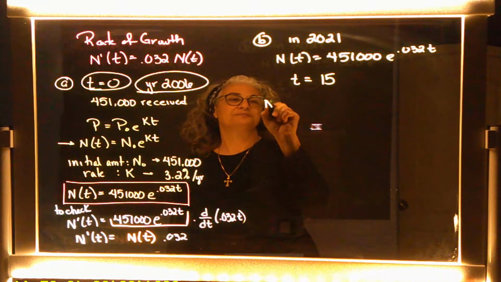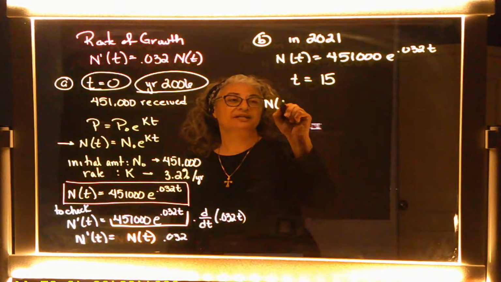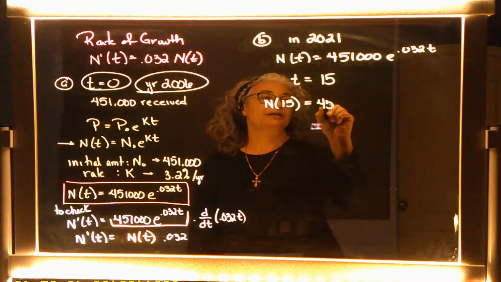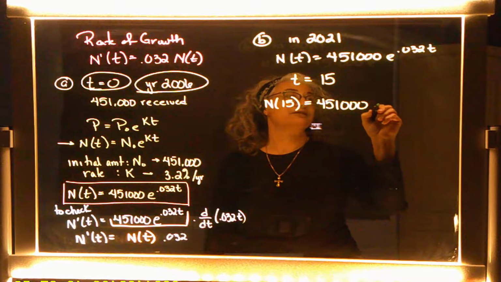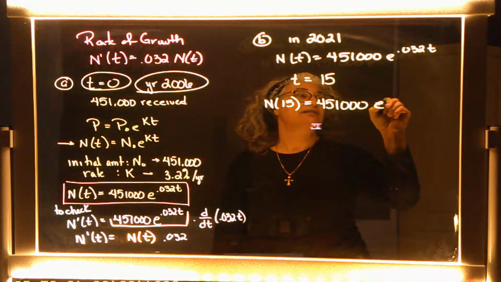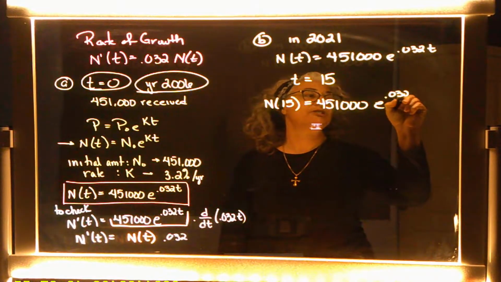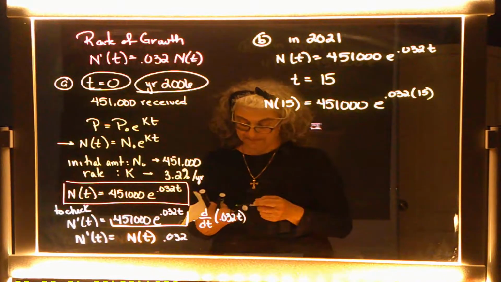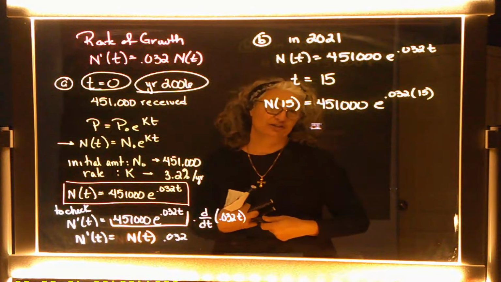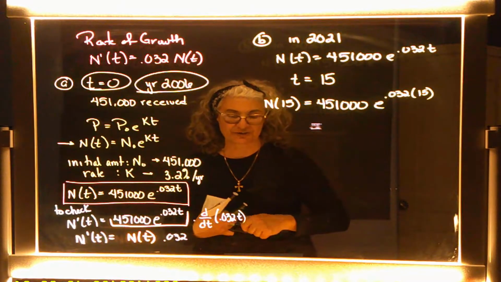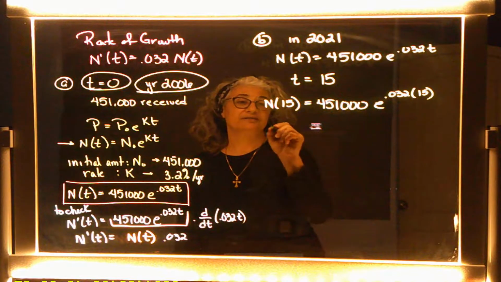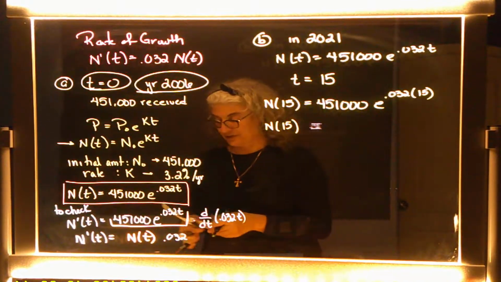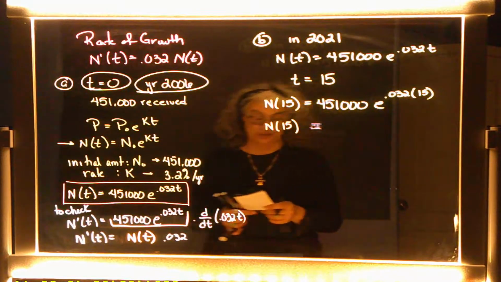Okay, so the number of patent applications in 15 years is going to be found by taking this 451,000 times e to the 0.032 multiplied by 15. Got it? Okay, so I know you got your calculators out. Get your calculators out. I got my answer already. Let's see if we agree upon our answers. And if we don't, that means one of us did the wrong finger punching work, right?